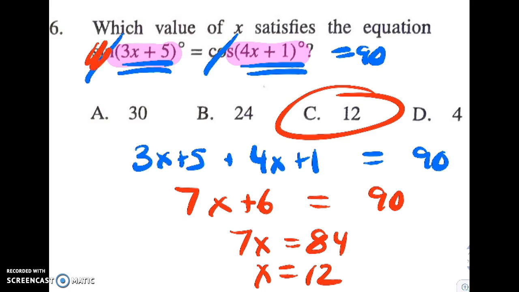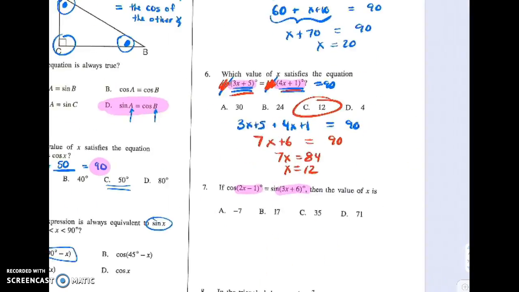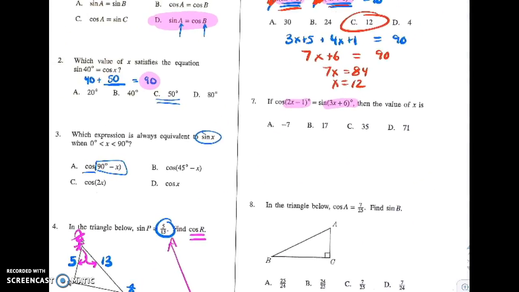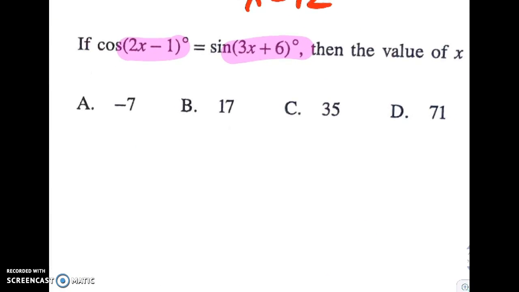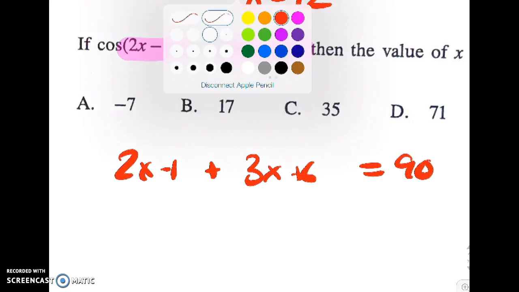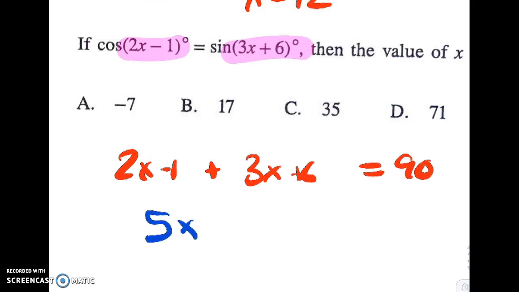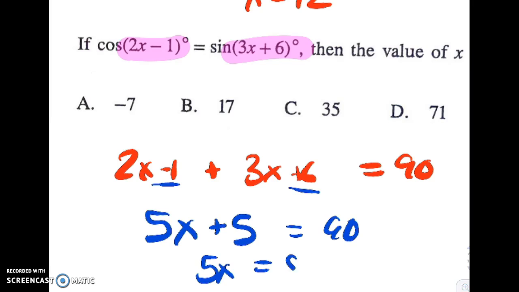Forget about the word sine, forget about the word cosine. The algebraic expressions add up to 90. Same thing again. Number 7. Whatever's with cosine and whatever's with sine total 90. 6 minus 1 is positive 5. Subtract 5. 85 divided by 5 is 17.